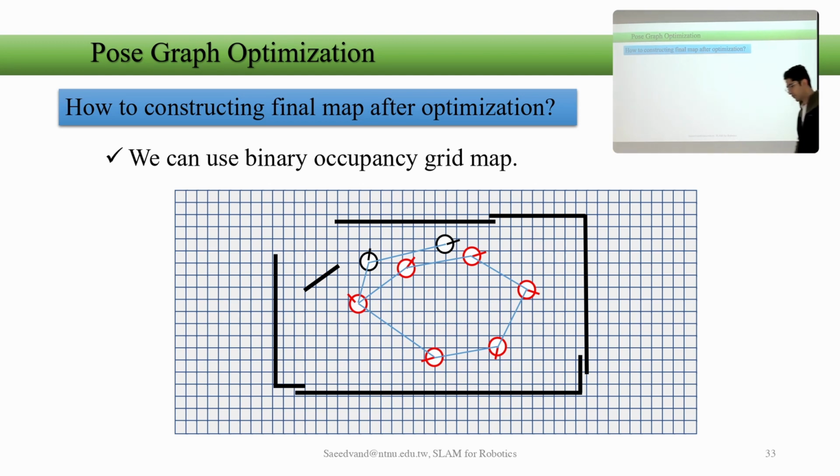Now the question is, okay, so far we know the pose graph optimization idea. What to do after doing the pose graph optimization? How can we map it? So the answer is, we can use different techniques. One of the famous ones that has also been used in ORB-SLAM is binary occupancy grid mapping. So how does it look like?